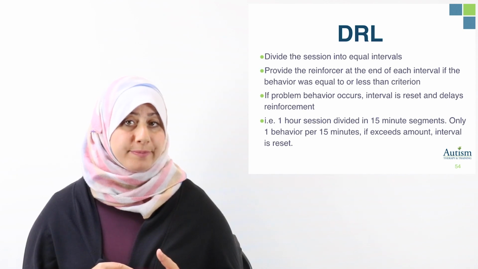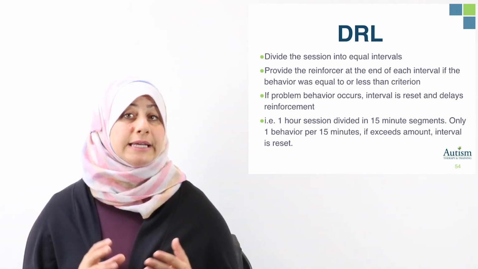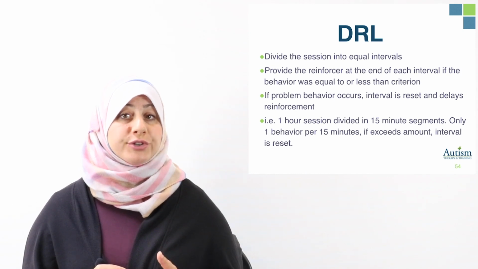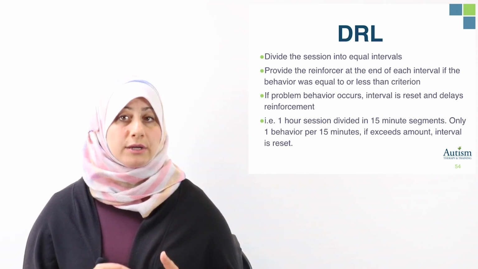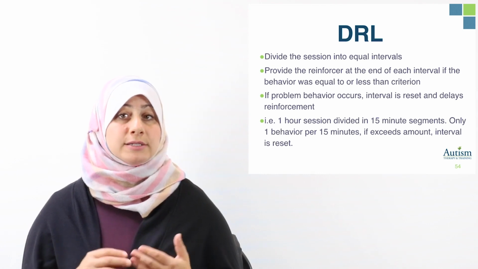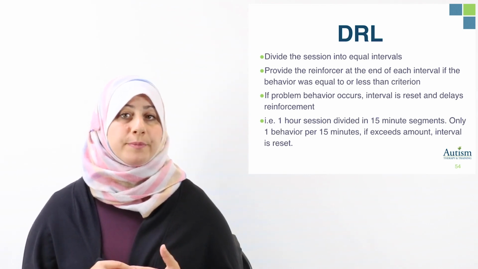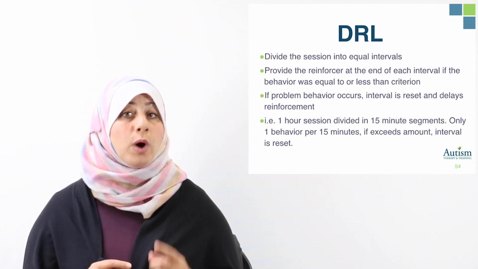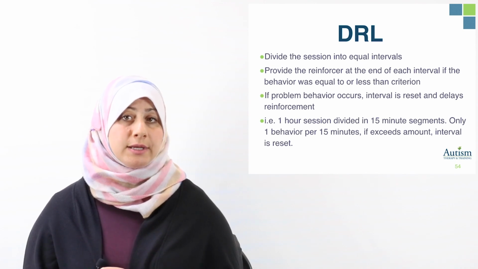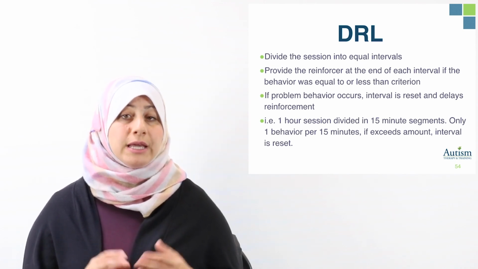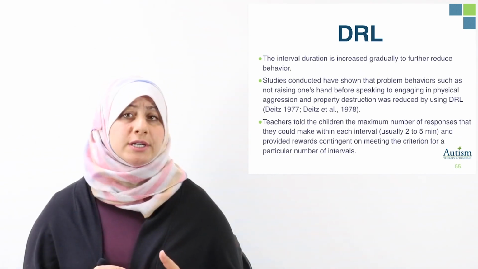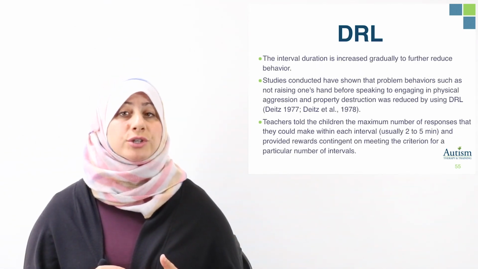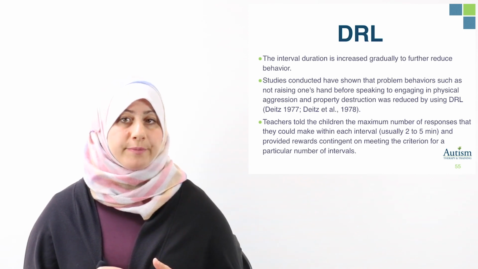Interval DRL is when the session is divided into equal intervals and the reinforcer is given at the end of each interval if the behavior was equal to or less than the criterion. If problem behavior occurs, the interval is reset and delays the reinforcer. For example, a 1-hour session would be divided into 15-minute segments. Only one behavior can occur per 15 minutes. If it exceeds that amount, the interval is reset. When using DRL procedures, the interval duration is increased gradually to further reduce the behavior.